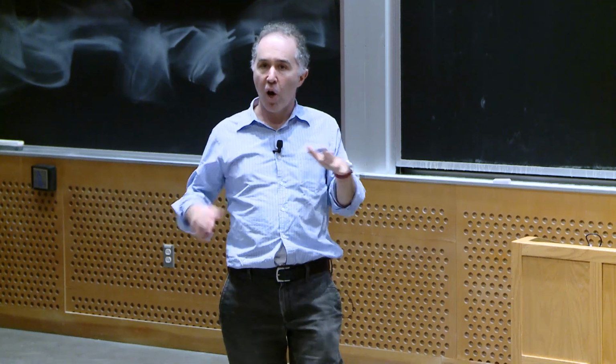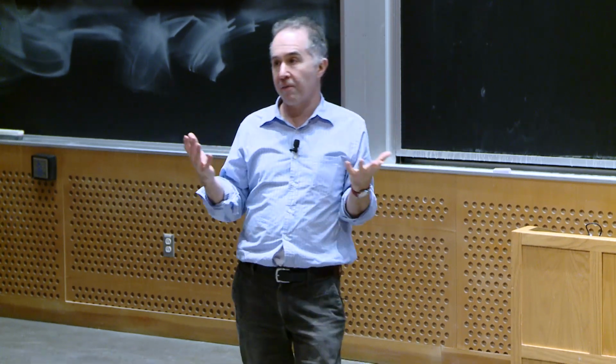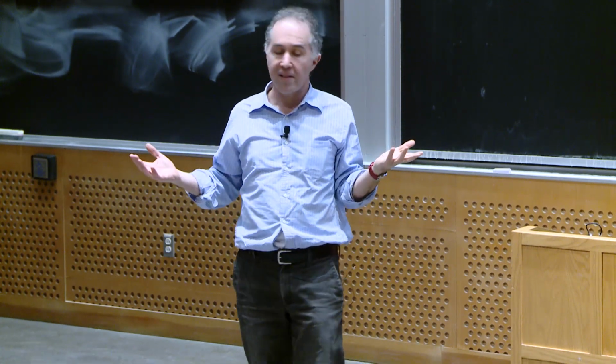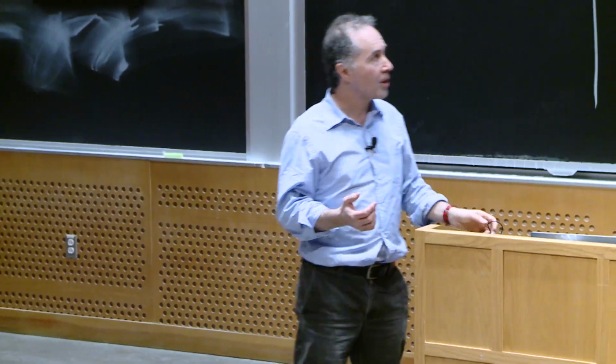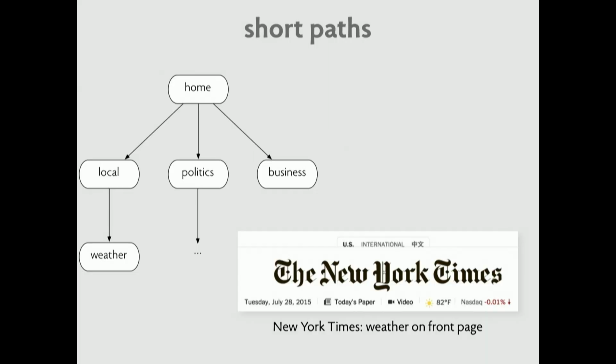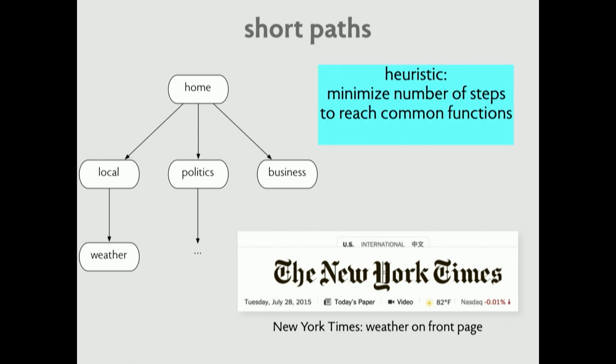And yet, when someone looks at a newspaper, chances are the very first thing they want to see is, well, what's the weather today? And that's why if you actually look at the New York Times online, they actually put the weather on the front page. And in fact, in the physical edition as well, in the top right-hand corner, when you get the newspaper, it says weather in Boston. And so that's a nice example of adding redundant short paths to your application. So you want to think about minimizing the number of steps that the user needs to take for the most common functions.